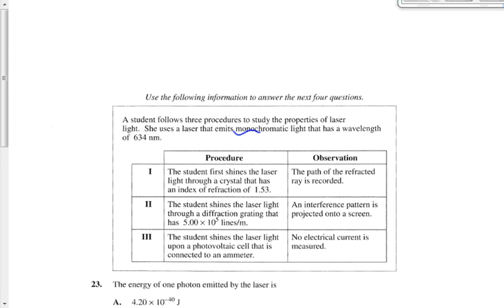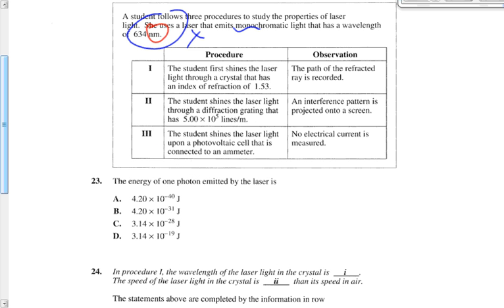Here's our wavelength. We don't like nanometers, but that's our wavelength. We got 3 procedures, 3 observations. Hey, you want to find the energy of one photon? It's just hc over lambda. Hey, don't overanalyze something like that. Hc over lambda gives me 3.14 times 10 to the negative 19 joules.